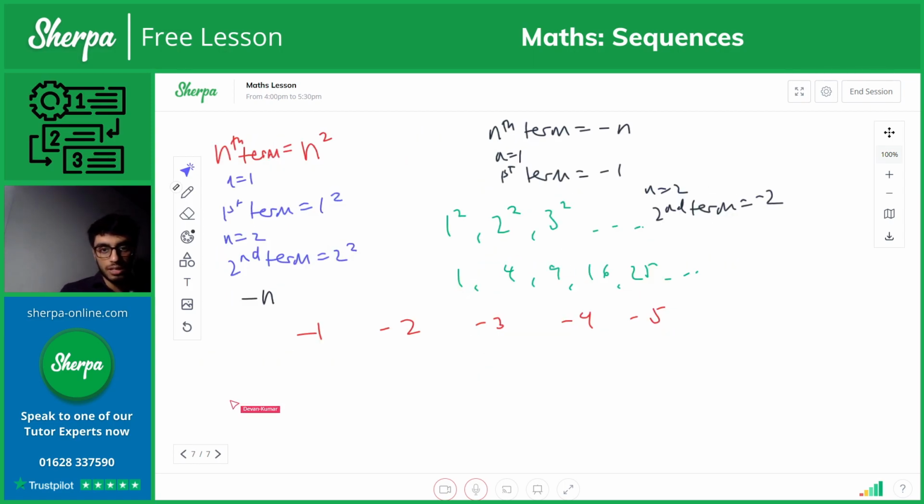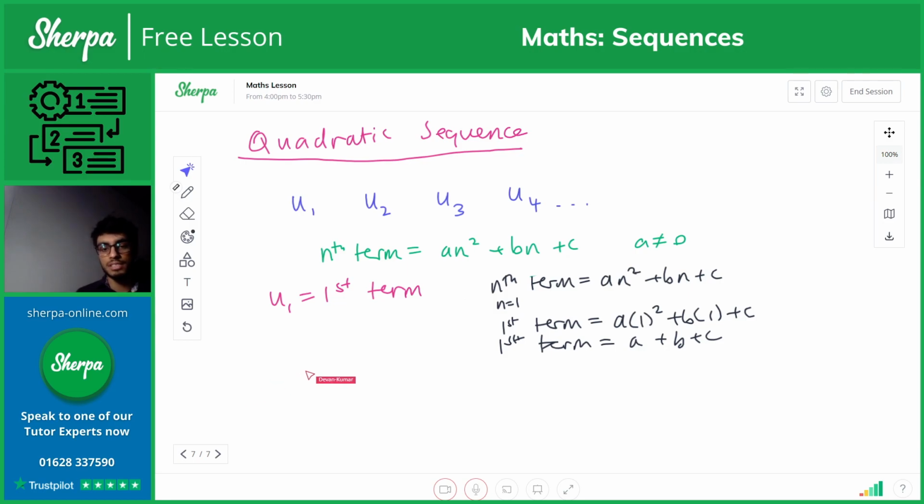So that's what I believe in. So let's try and do that. Let's try and figure out what a, b, and c are. Well, I know for starters, whatever my first term is equals a plus b plus c. That's interesting. Now, let's go a step further. Let's figure out what the second term is.